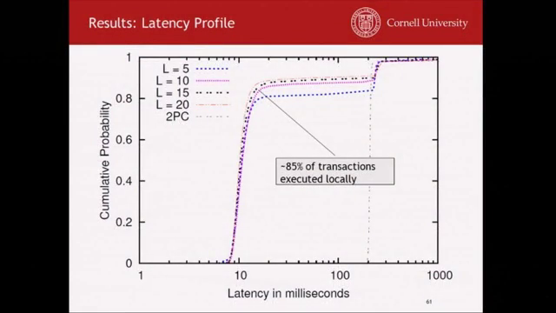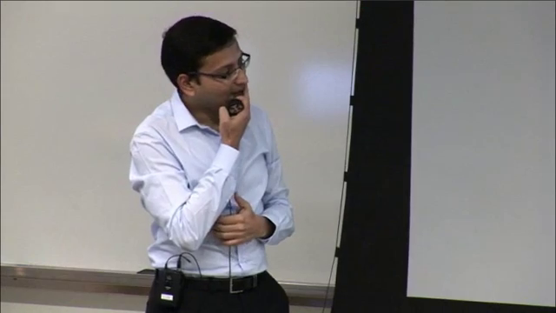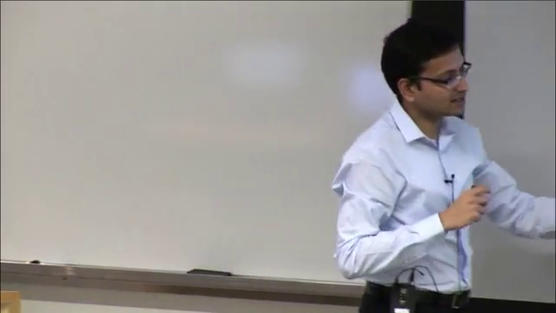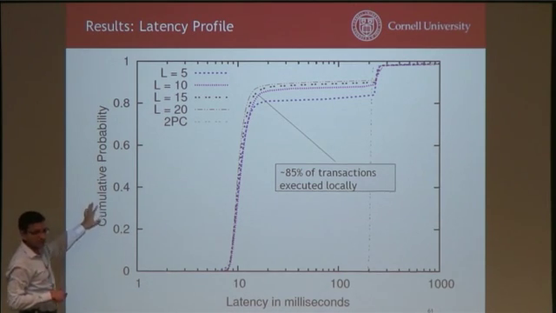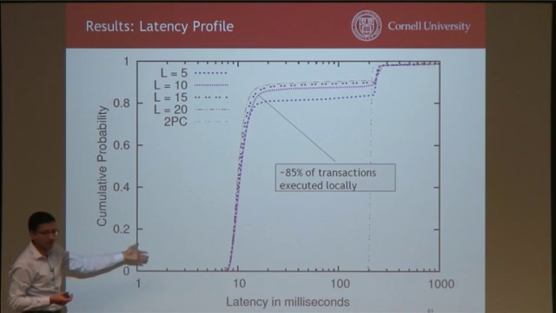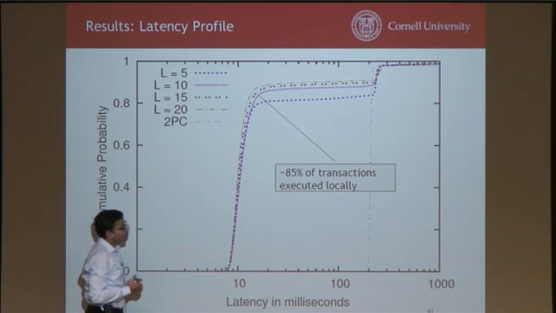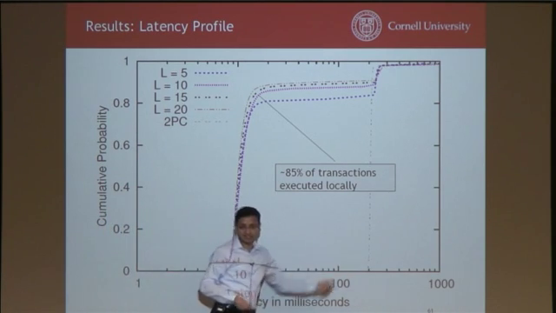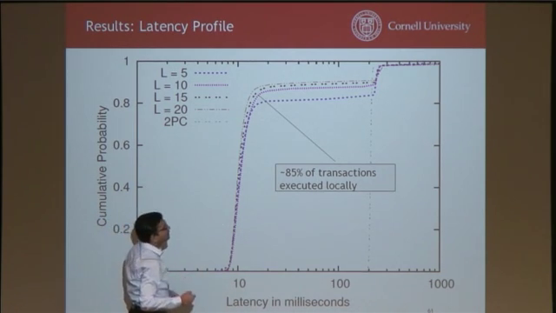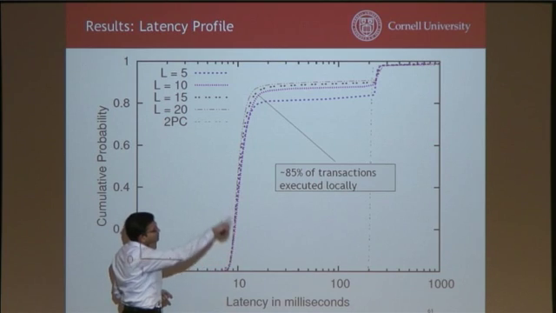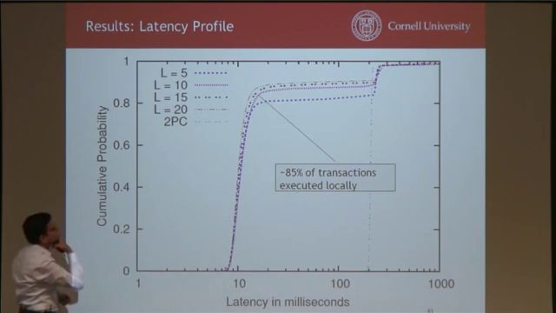So how often do we benefit from this? To understand this, basically this is a transaction latency profile. On the x-axis, I have latencies in the log scale. On the y-axis, I have the cumulative probability, that is, what fraction of the transactions are executing under a particular latency value. So we are comparing against 2PC, which is strongly consistent, and it always takes a round trip hit, in this case 200 milliseconds. And of course, there's a sharp cliff because after 200 milliseconds, all transactions will be able to execute.